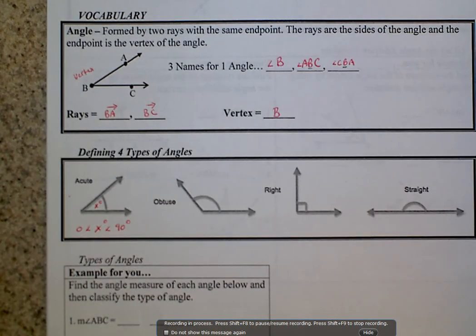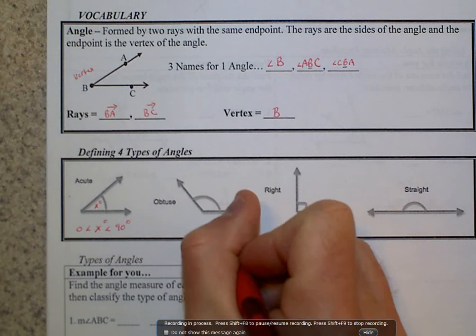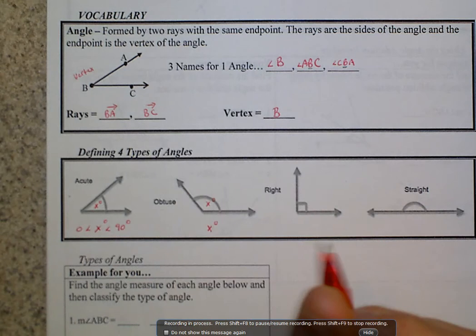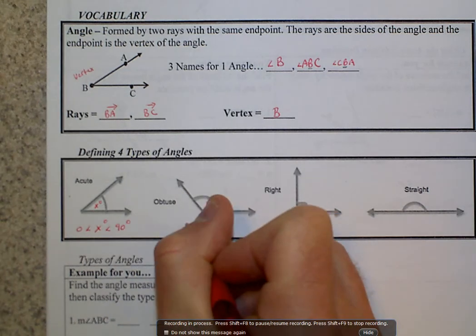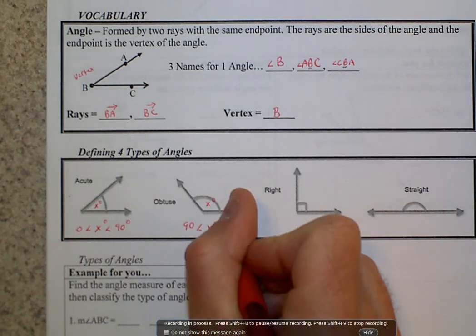Obtuse. Obtuse is an angle, again I'll call it X, that has to be larger than 90. So your angle is larger than 90 and has to be smaller than 180.